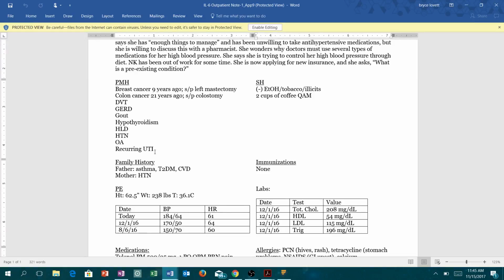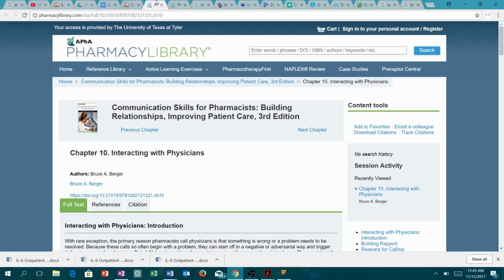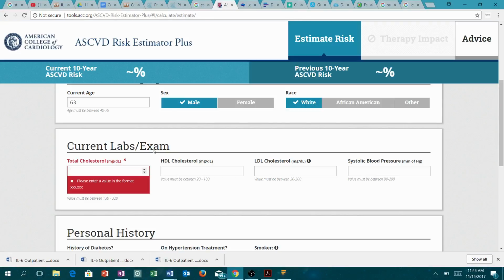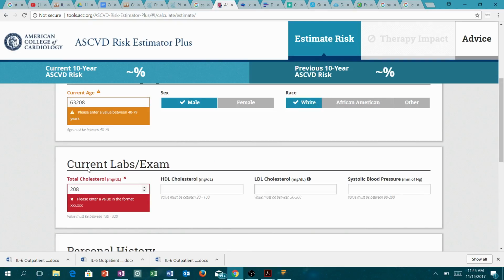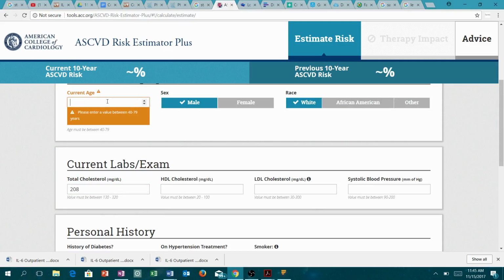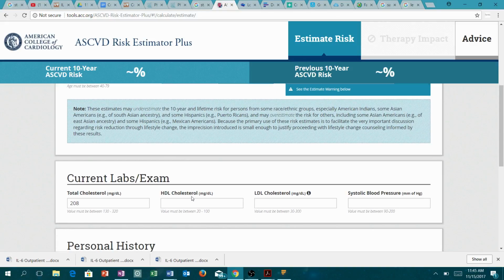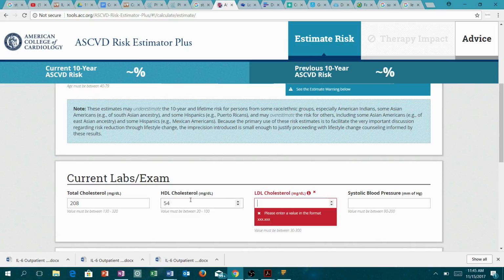Can you guys calculate the ASCVD risk? They can't tell you that. It depends on what the risk is. Let's see what the risk pattern is. What was the total cholesterol? 208. What's her age? She's 74. She's not a smoker. Female, other. Do you need her HDL? HDL was 54. LDL was what? 115.